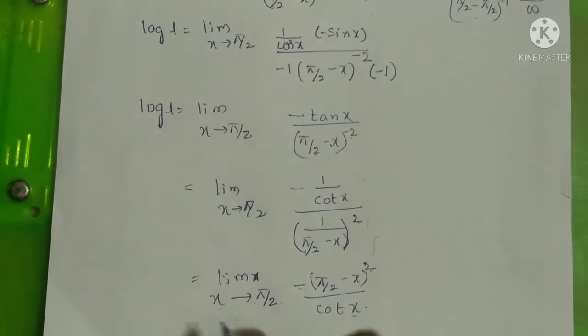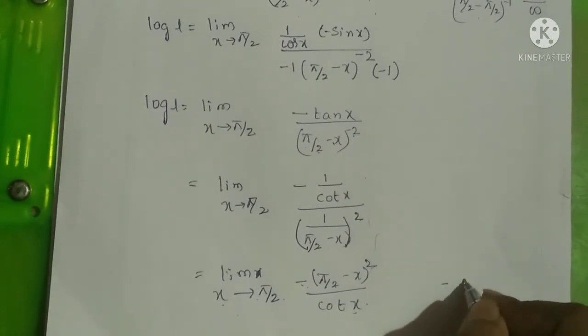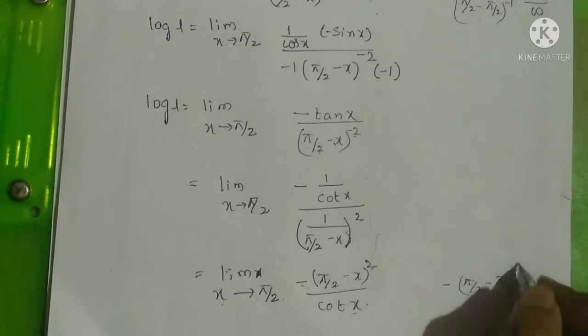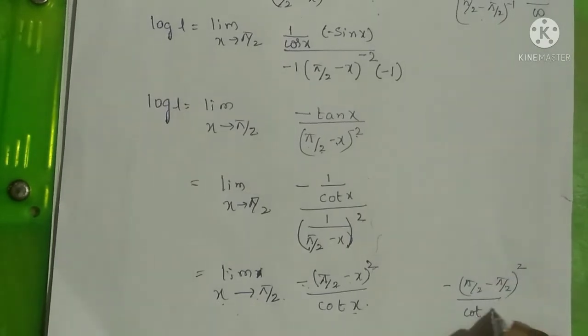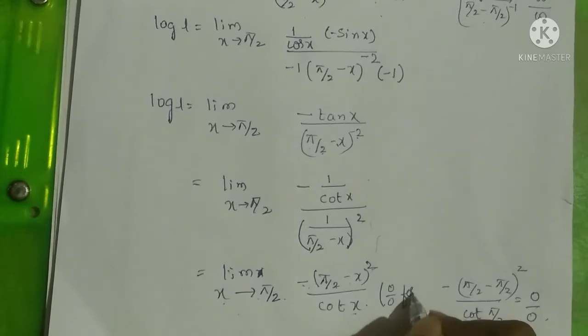Now after substituting the limit, let's see which form it is. So minus as it is, (pi by 2 minus pi by 2) whole square divided by cot pi by 2. So pi by 2 minus pi by 2 is 0, and 0 by cot pi by 2 is 0. So the given function is in the 0 by 0 form.